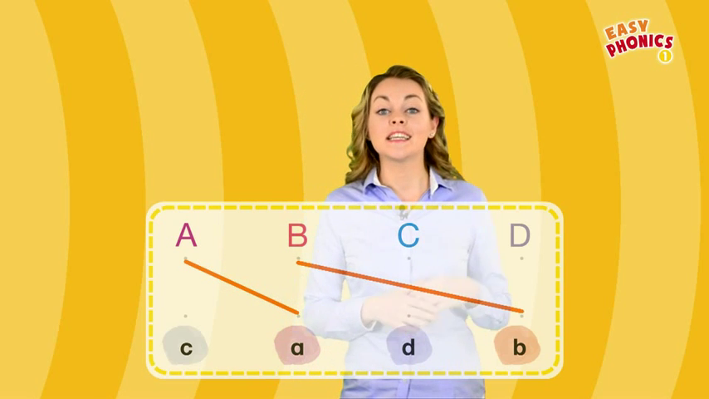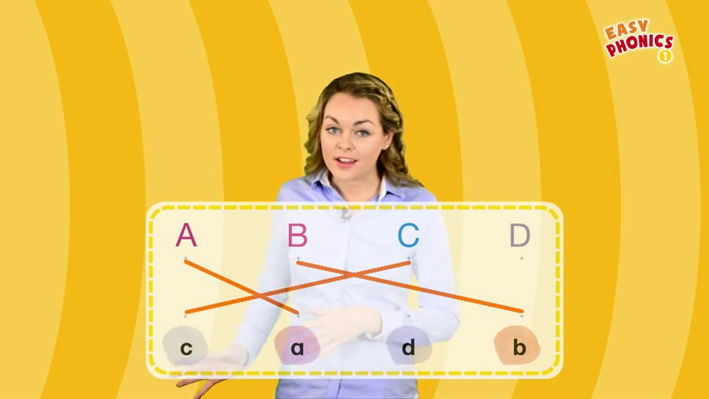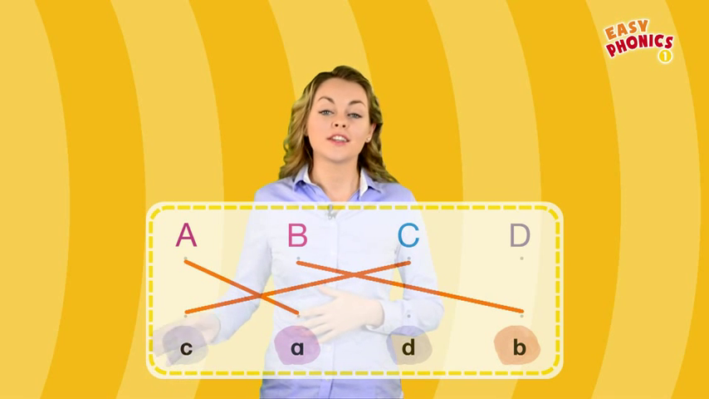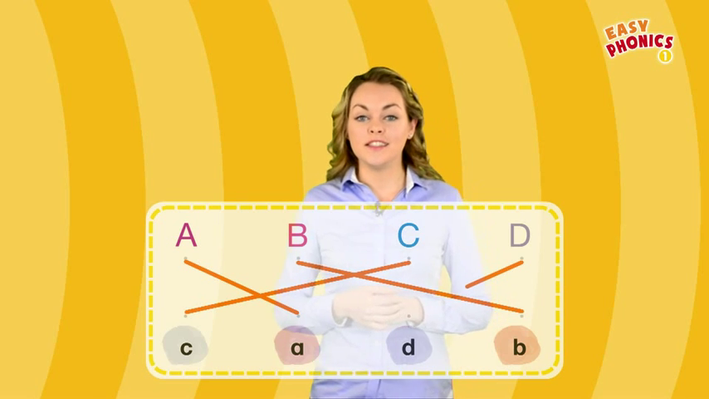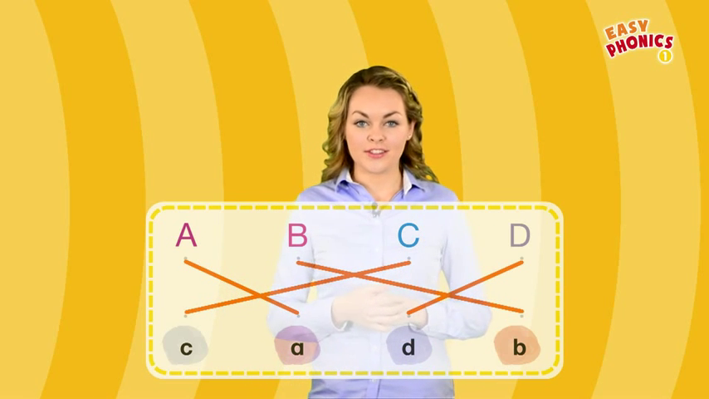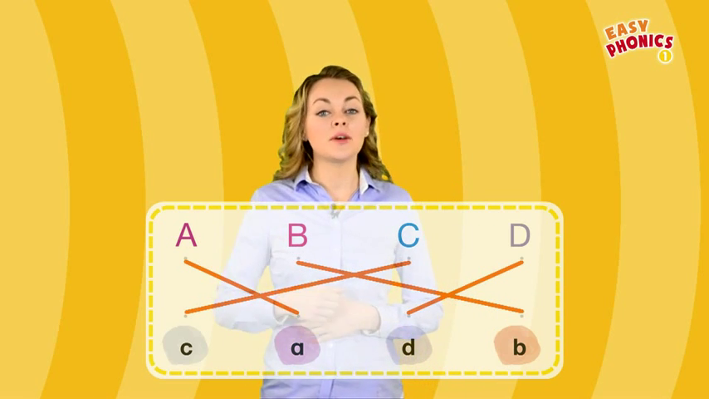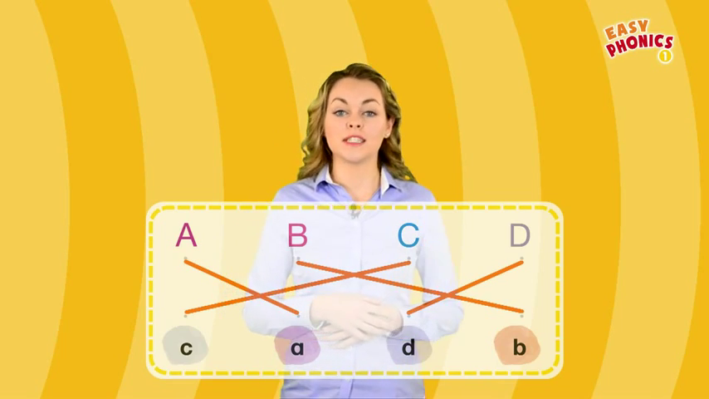Okay, and next, C, K. Draw that line. And finally, D, d. So you need to draw that line, match up capital D with D, small d.